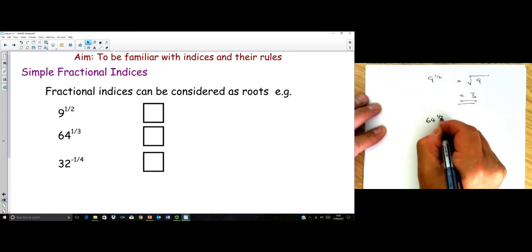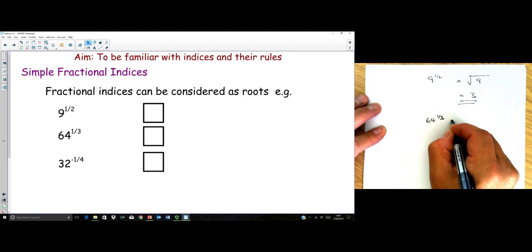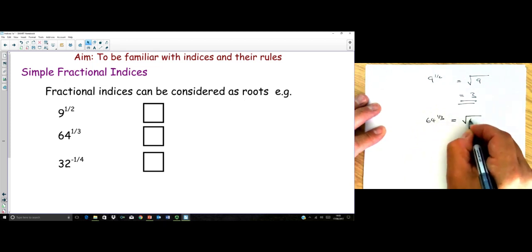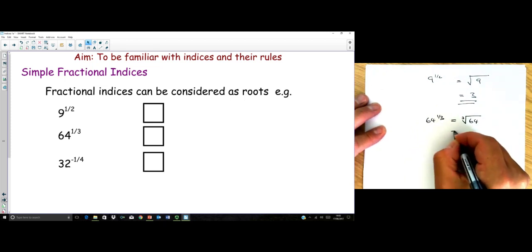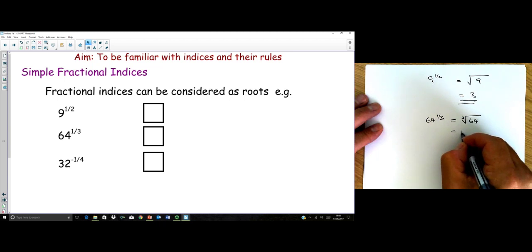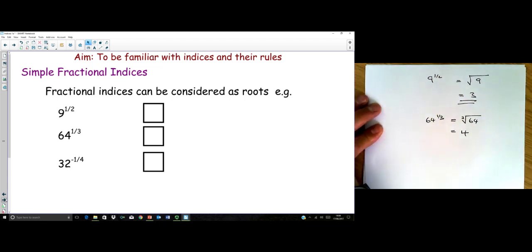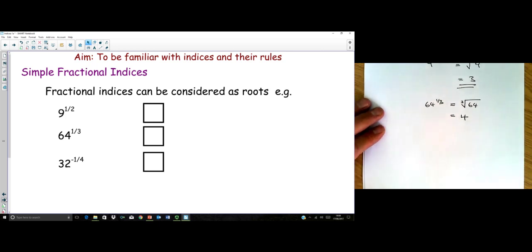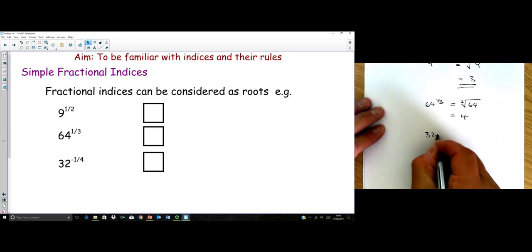64 to the third is the same as the cube root of 64, and you should be able to do that on your calculators, which is hopefully 4. And the last one. The last one's a little bit more tricky. It's got a couple of elements.